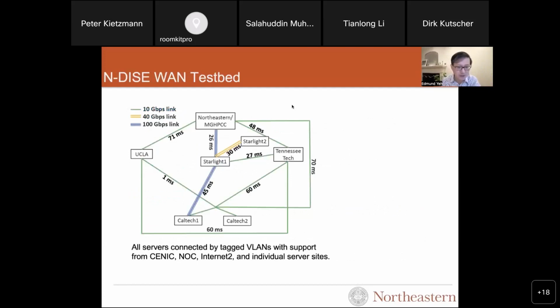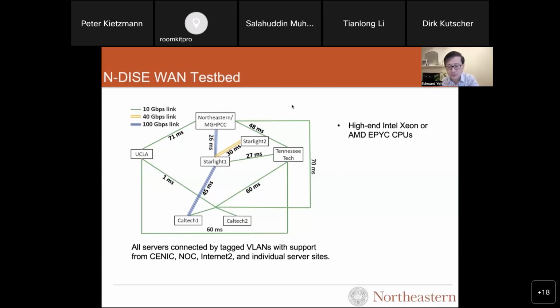Now to the WAN testbed. We have put together a testbed consisting of high capacity links among Northeastern, which is actually placed at the MGHPCC site, with Caltech, UCLA, Tennessee Tech, and Starlight in Chicago. At Caltech and Starlight, there are actually two servers. All the servers are connected by tagged VLANs with support from Scenic, Internet2, and other server sites. This requires a lot of collaboration from many entities, and we're very thankful for their support over the last many years, in fact, to put this together.